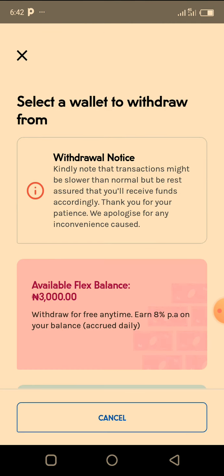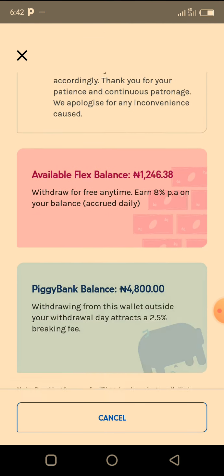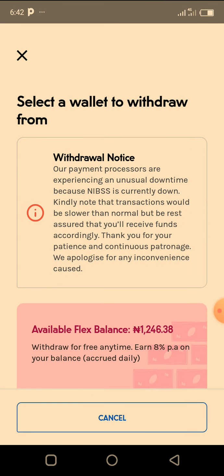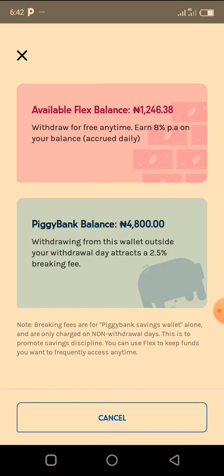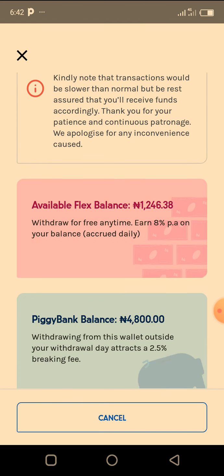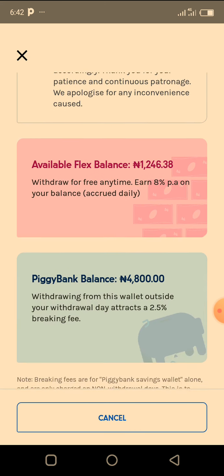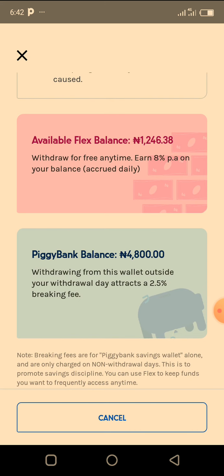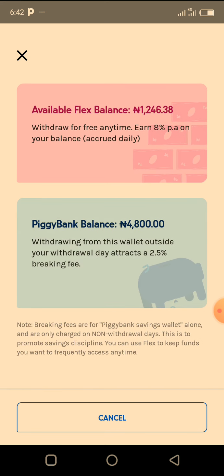So you have withdraw funds, you can withdraw your money. So now I told you that we have piggy bank, we have flexi, that's available flex balance, then we have the piggy bank balance. So in the piggy flex, you can withdraw at any time. Even though when the money is there, you keep earning 8%, but you can withdraw at any time. But in piggy bank, you can only withdraw 4 times a year.